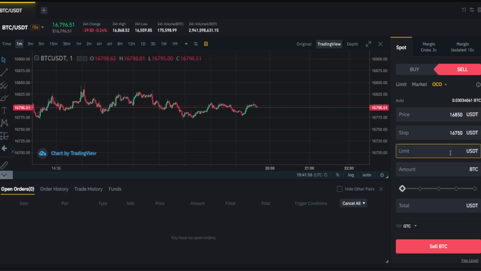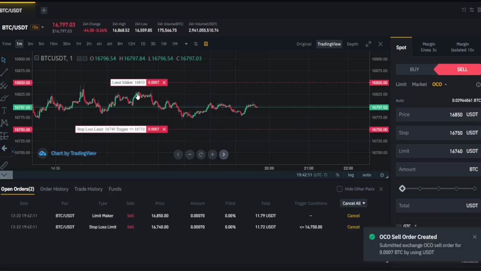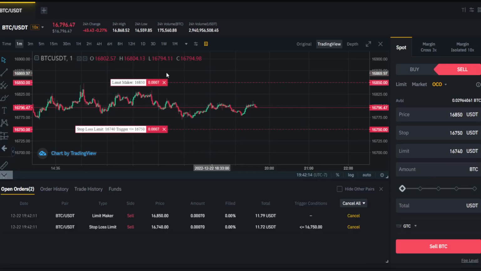And finally, the limit price at 16,740. And we're going to sell 0.0007 Bitcoin. Then we click the sell Bitcoin button, and now we can see both orders at the same time, the limit maker order and the stop loss limit order.